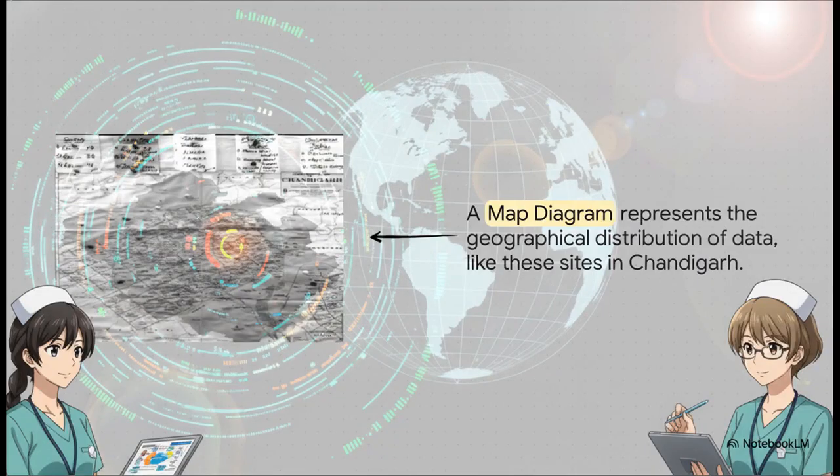And last but not least, what do you do when your data is all about location? Well, when geography matters, you use a map diagram or a spot map. It's the perfect tool. You can see right here in this example from Chandigarh how plotting dots on a map shows you exactly where the data is coming from, and it can reveal all sorts of interesting spatial patterns you'd otherwise miss.